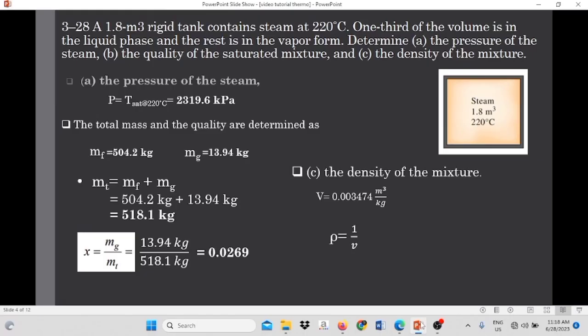Since I already showed how we come up to this value, we're going to compute the density. So 1 over 0.03474 cubic meter per kilogram, our density is 287.8 kilogram per cubic meter.